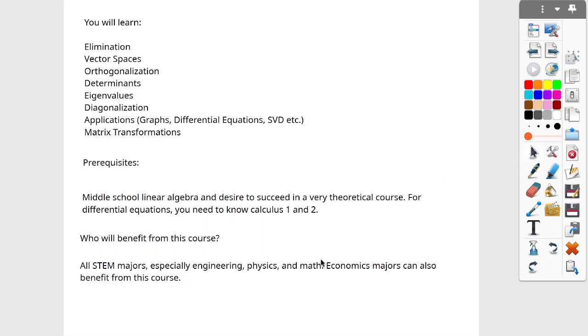Who will benefit from this course? All STEM majors will benefit from this course, especially engineering, physics, and math. If you do math, you have to take this course to graduate. So yes, math will benefit from this course. And I think economics majors can also benefit from this course. I know they can benefit from calculus, but I've seen somewhere online that they can also benefit from this course. So, economics, engineering, physics, math, chemistry, biology, all STEM majors can benefit from this. Computer science. I forgot to add computer science in there, but computer science is in STEM anyways.